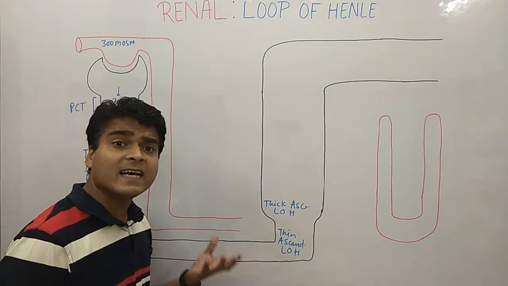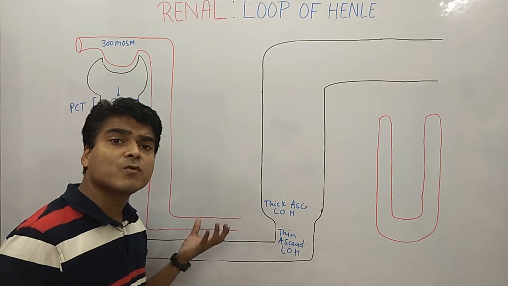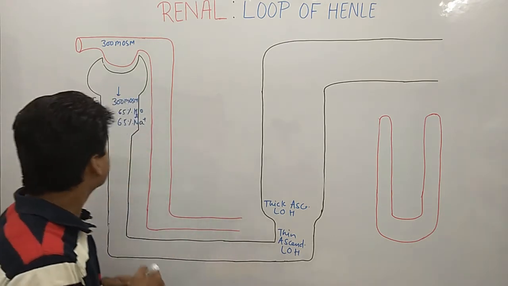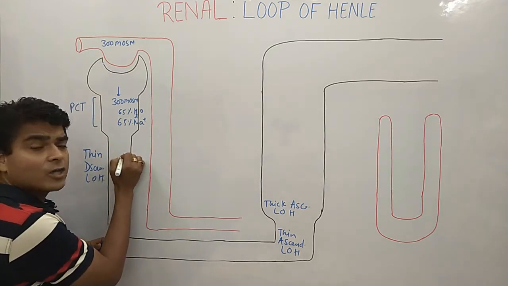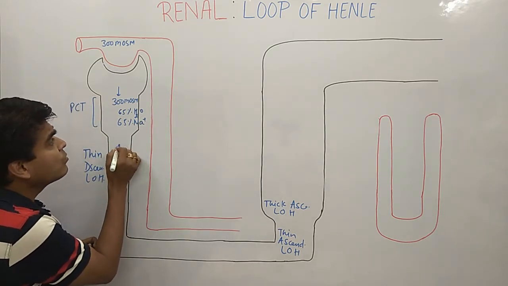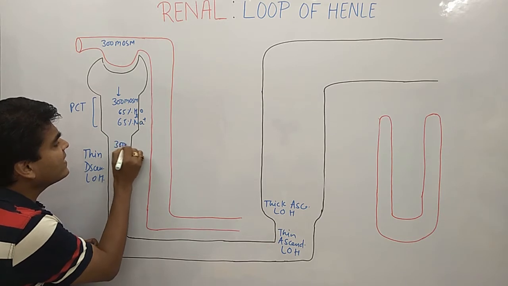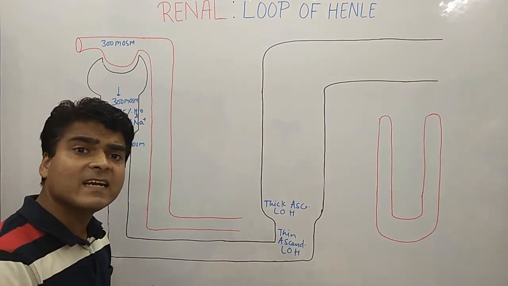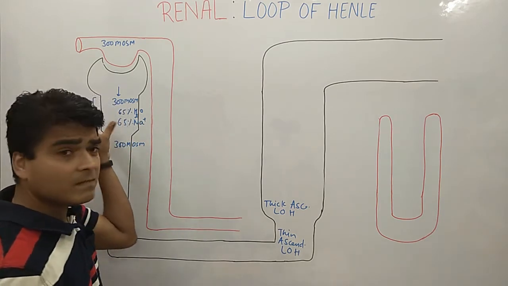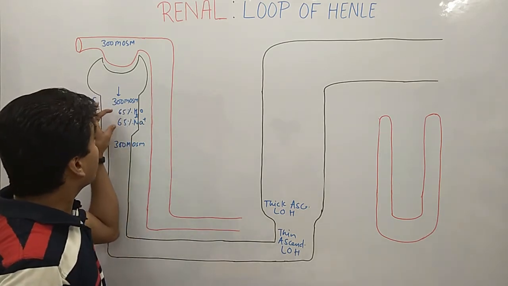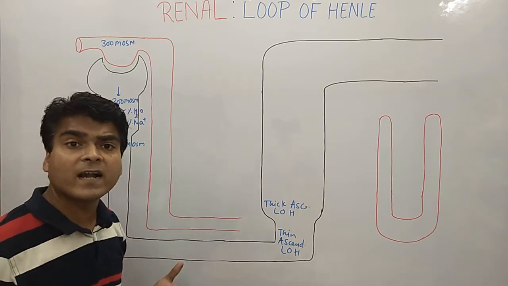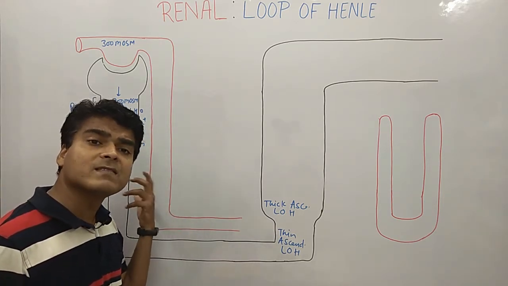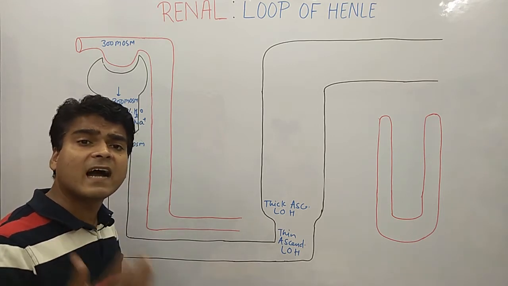Now we are talking about the osmolarity. What will be the osmolarity in this area? Again the osmolarity is similar, 300 milliosmolar. Now think about how this 300 milliosmolar stayed the same. However much sodium and water we have absorbed, why is it still 300 milliosmolar? What is the reason for that?